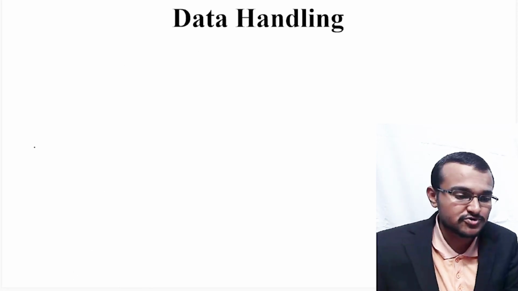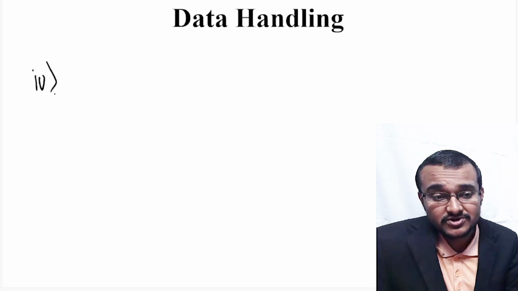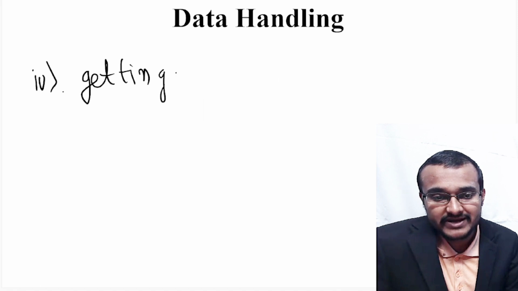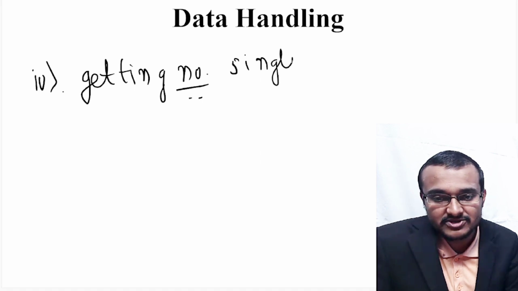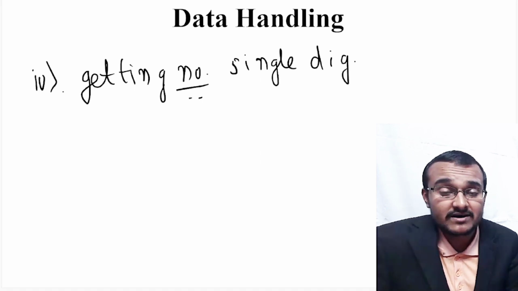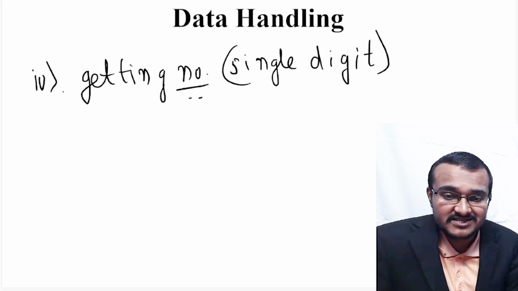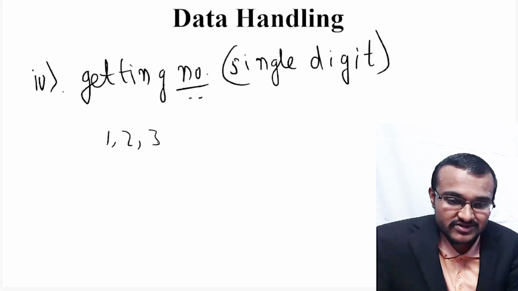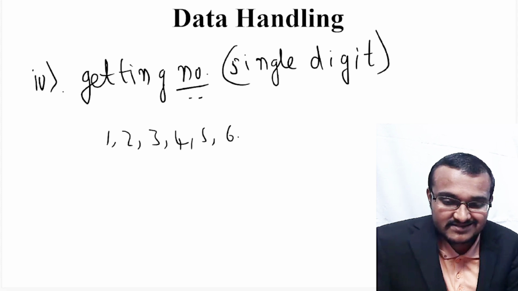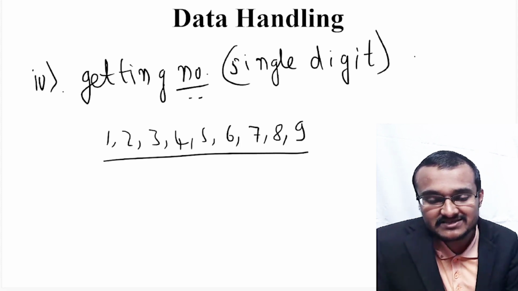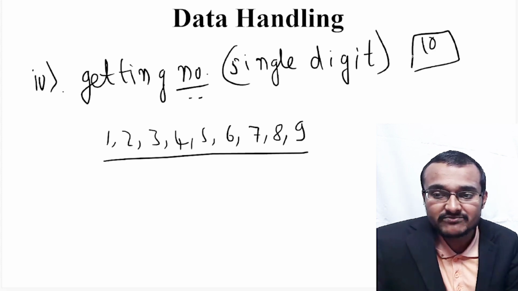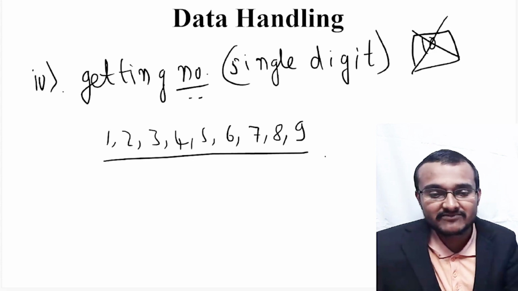So coming to the fourth question in this particular fourth question. Getting a number which is actually single digit. So you should find that particular probability. So single digit means 1, 2, 3, 4, 5, 6, 7, 8, 9. All these 9 numbers are single digit. 10 is actually a 2 digit number. So 10 you cannot take in this particular event.